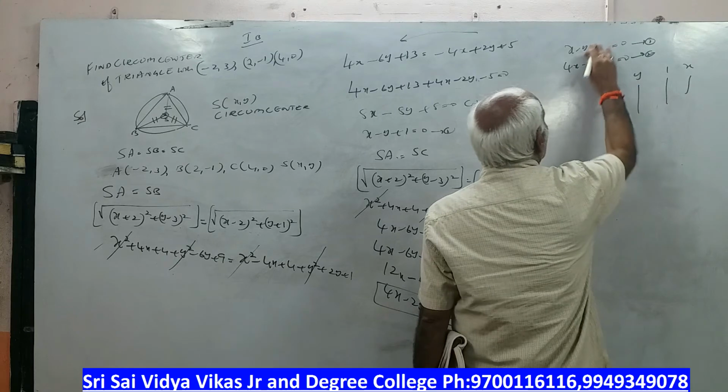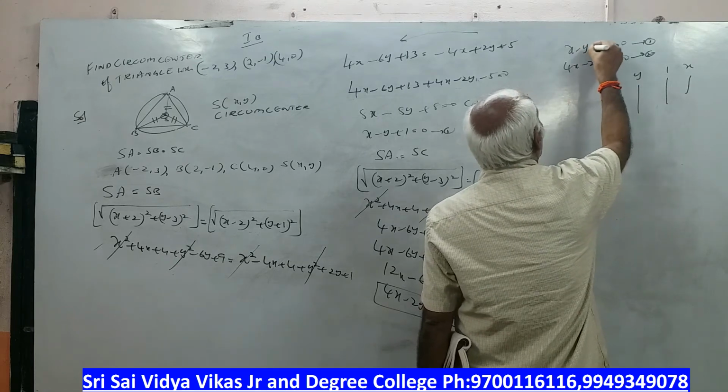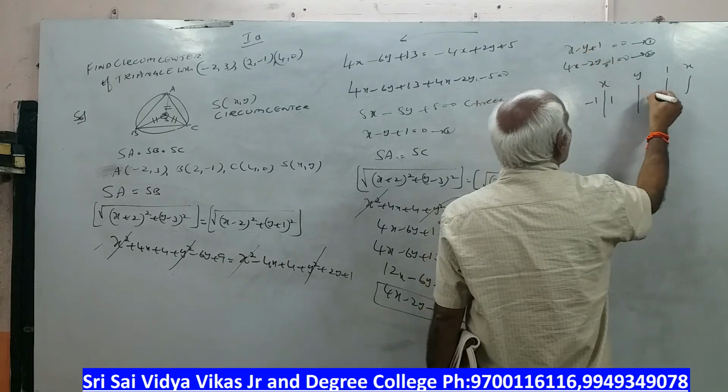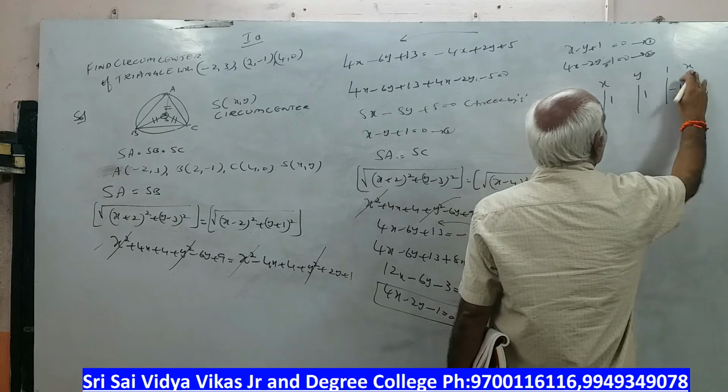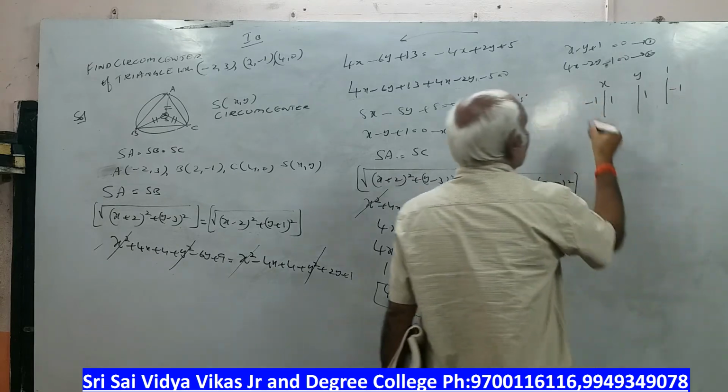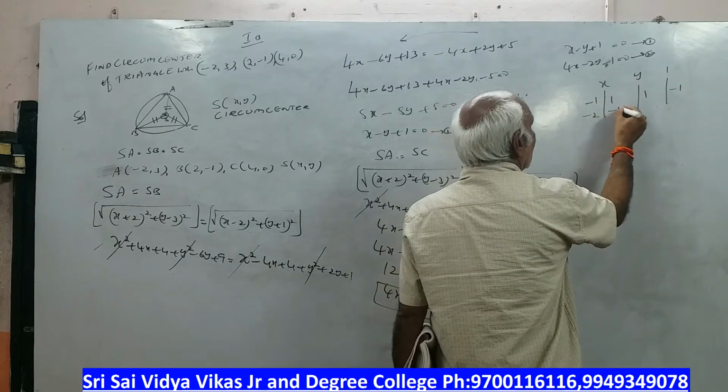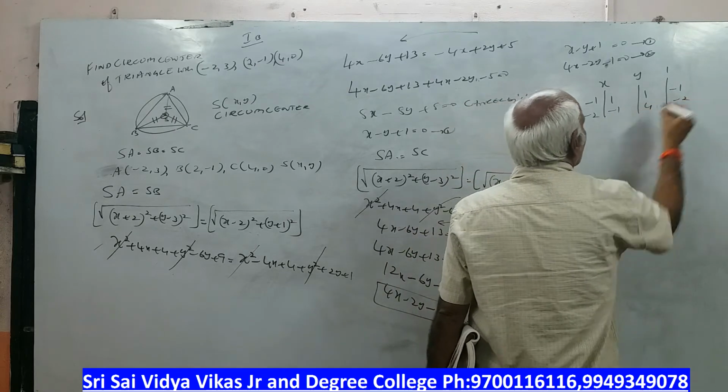So here, minus 1, 1, 1, minus 1. Right, next. Minus 2, minus 1, 4, minus 2.